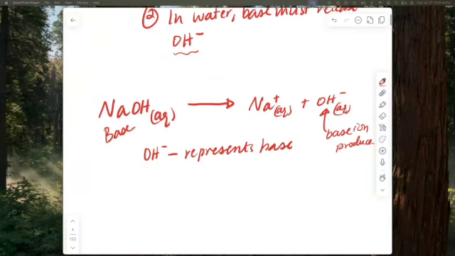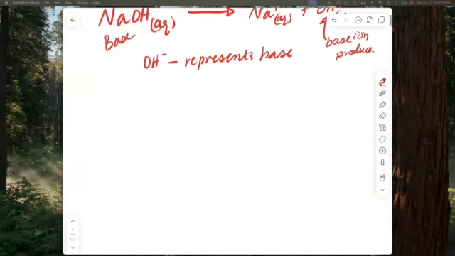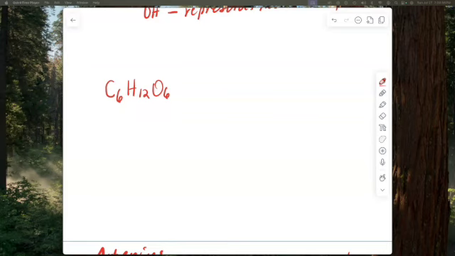Oh yeah, I was gonna tell you guys about a chemical that is not a base. An example of that will be sugar, right? Sugar is, I'm gonna go with glucose, C6H12O6. Okay, so for the glucose formula, we have this right here. I'm trying to draw this out like that.